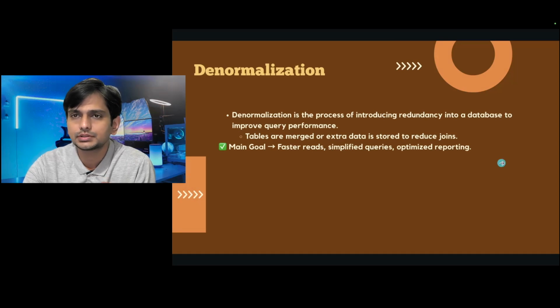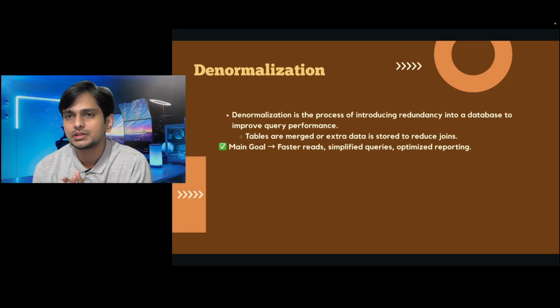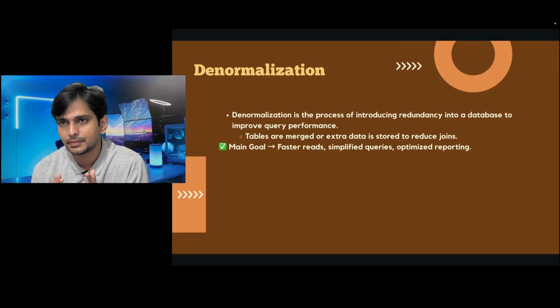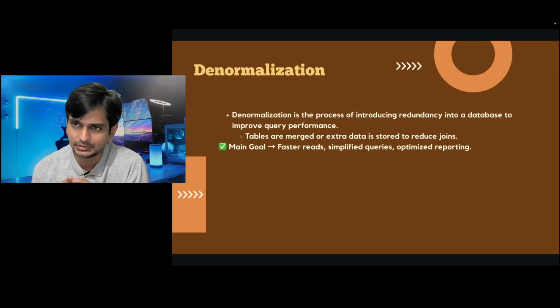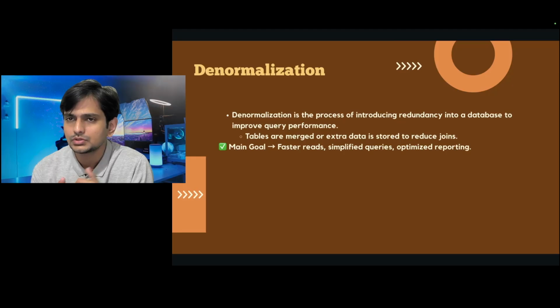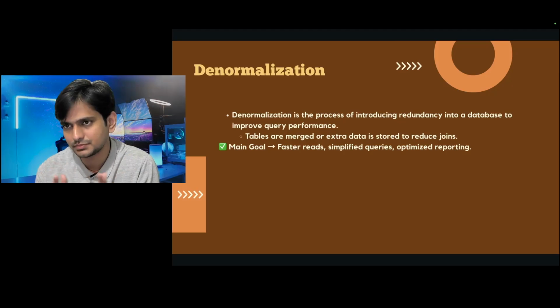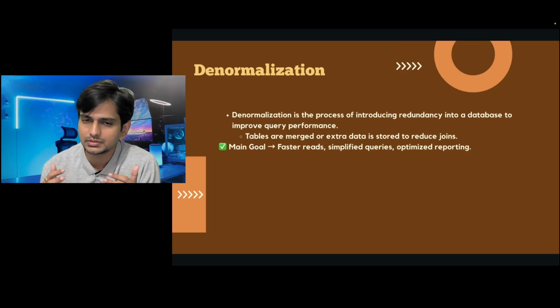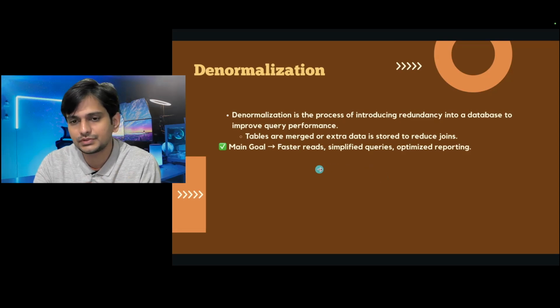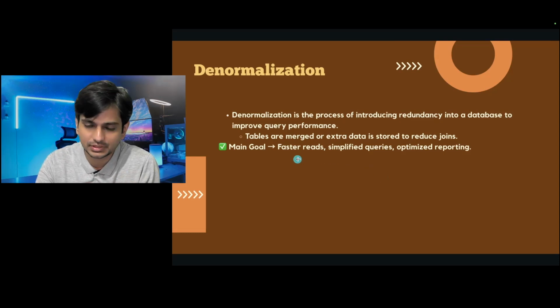So now let's talk about denormalization. Denormalization is the opposite. Here we introduce redundancy in the database to improve the performance. Why we do that, we will see. Instead of splitting everything into smaller tables, we combine data as much as possible. So the queries run faster, because when you combine the data, you are avoiding or minimizing the joins. The purpose of denormalization is to make faster reads, simplified queries, and optimize the reporting.